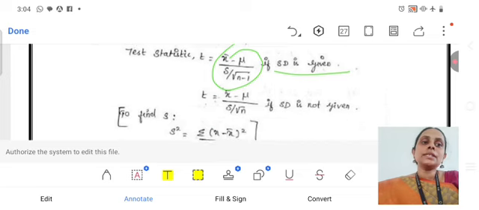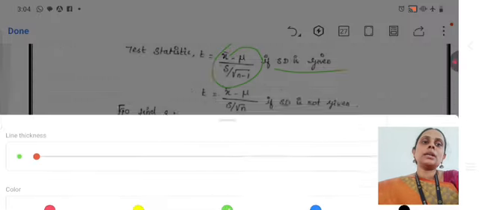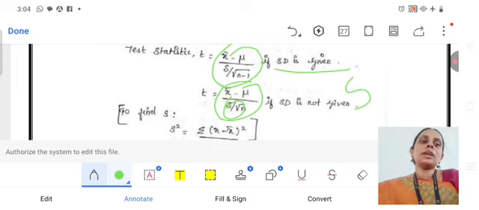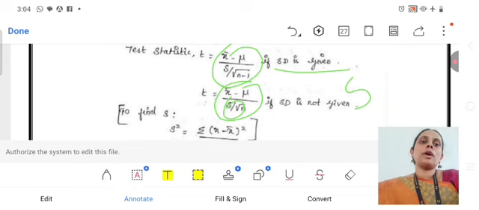If the standard deviation is not given, we use the formula x bar minus mu divided by s divided by root n. Here the s value is not given, so we have to find s. We use the formula s square equals summation of x minus x bar the whole square divided by n minus 1. In this t-test, the degrees of freedom is n minus 1.